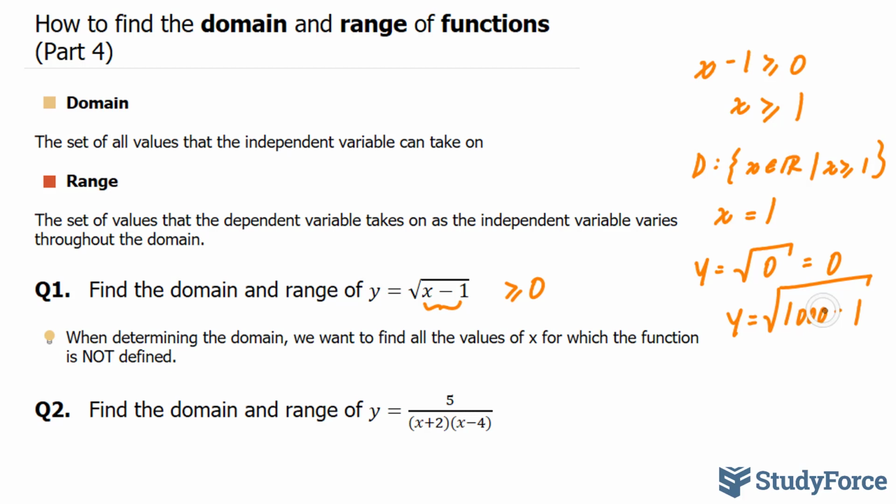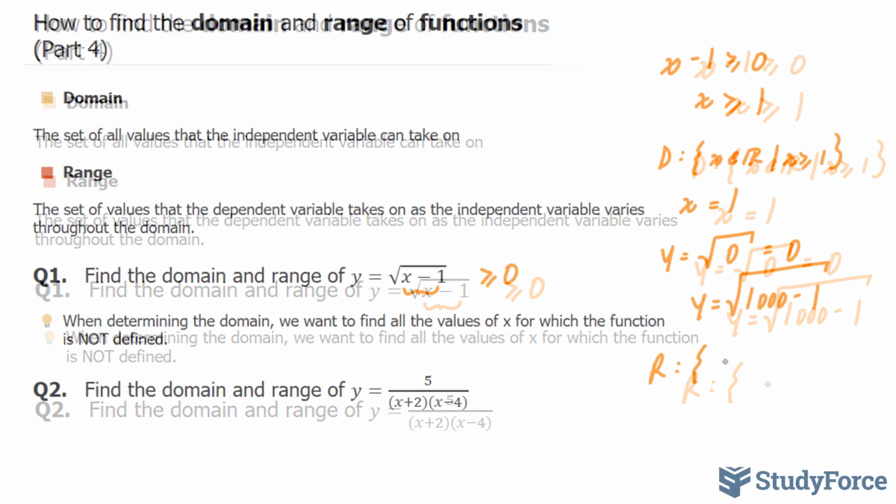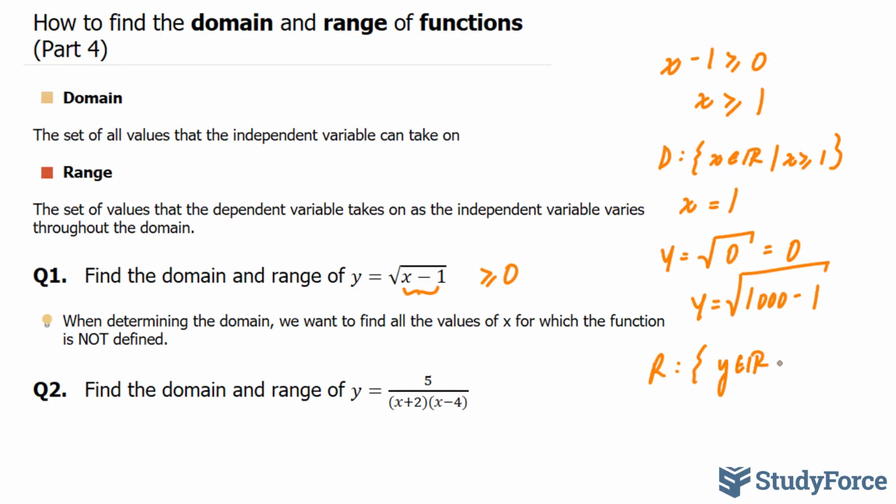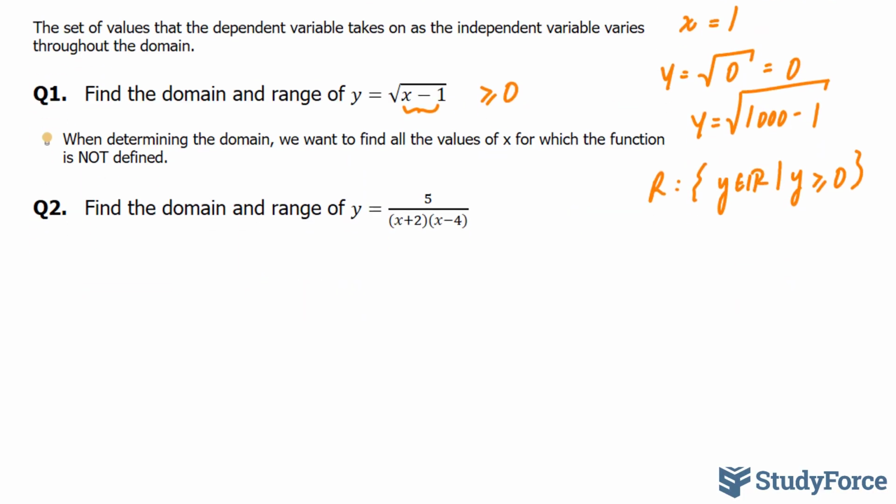In fact, any x value that we put greater than 1,000 will result in an output that's even larger. Therefore, we can say the range consists of all y values from 0 to infinity. And we write that down like this, where range consists of all y values that are real such that y is greater or equal to 0. In question 2, we're asked to find the domain and range of y is equal to 5 over x plus 2 and x minus 4, both in brackets.